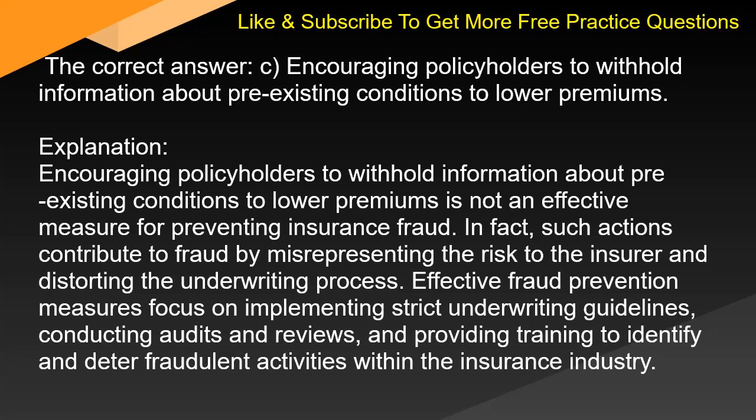The correct answer: C. Encouraging policyholders to withhold information about pre-existing conditions to lower premiums. Explanation: Encouraging policyholders to withhold information about pre-existing conditions to lower premiums is not an effective measure for preventing insurance fraud. In fact, such actions contribute to fraud by misrepresenting the risk to the insurer and distorting the underwriting process. Effective fraud prevention measures focus on implementing strict underwriting guidelines, conducting audits and reviews, and providing training to identify and deter fraudulent activities within the insurance industry.